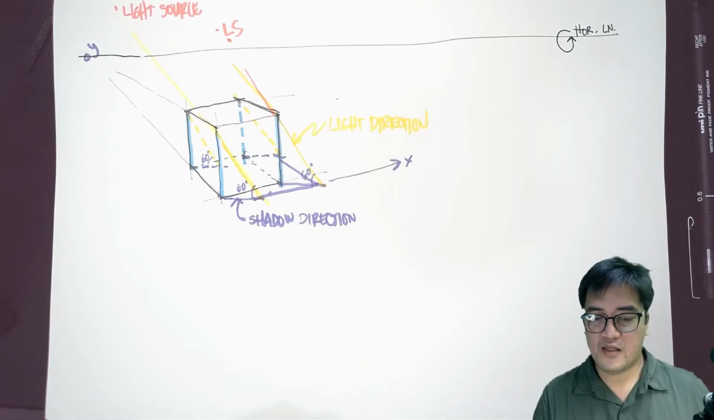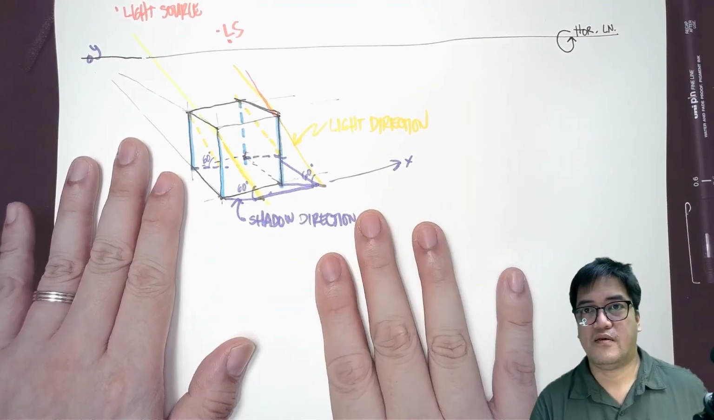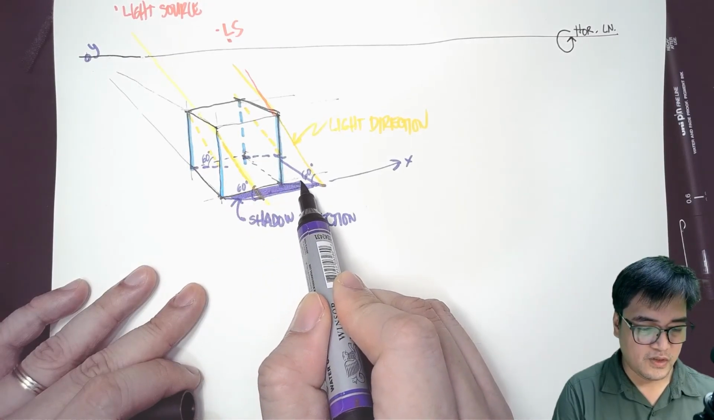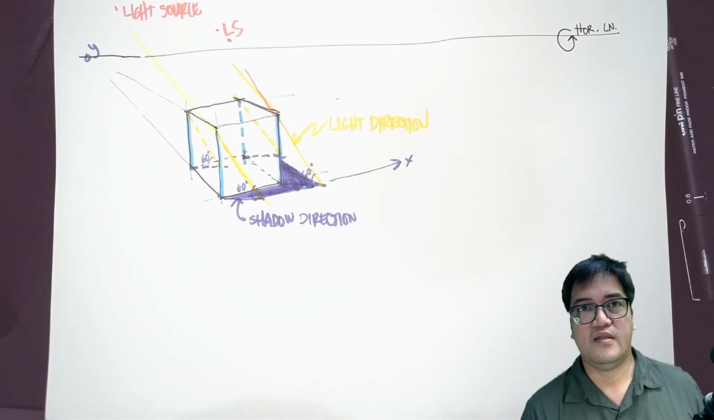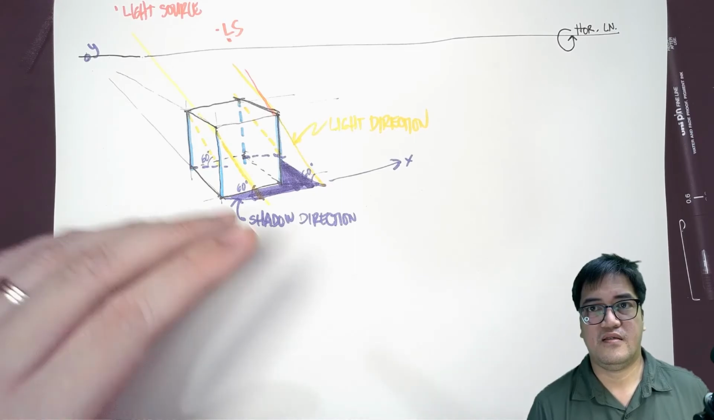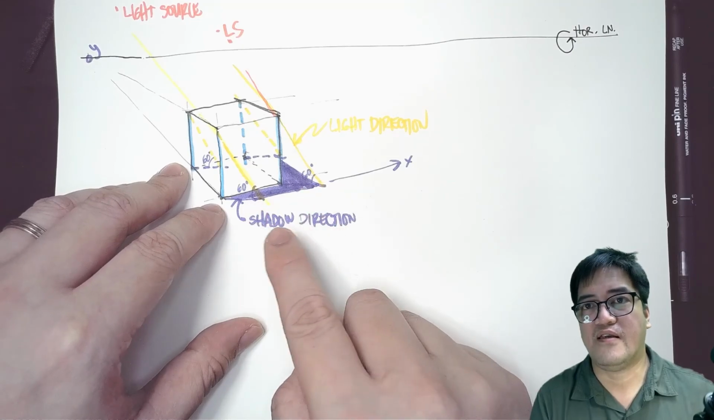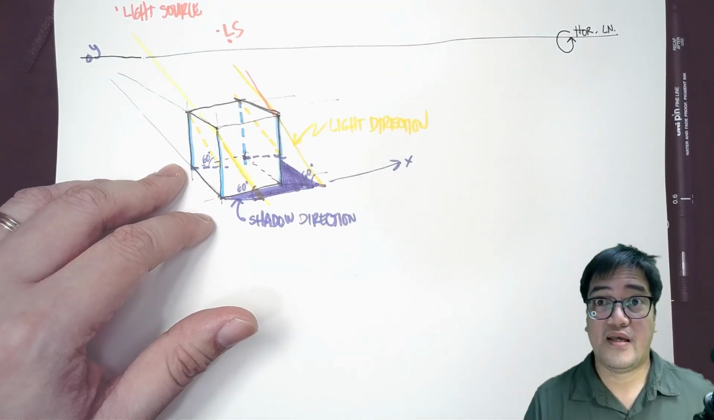If we shade the shadow for this, the shadow volume is going to be here. That would be the casting of the shadow of this cube. So this is just the basic type of shadow casting for an object as simple as a cube.